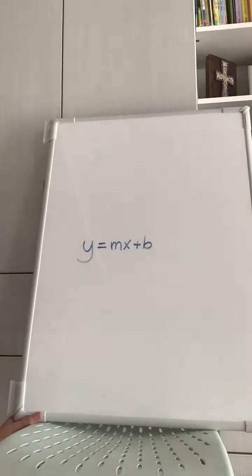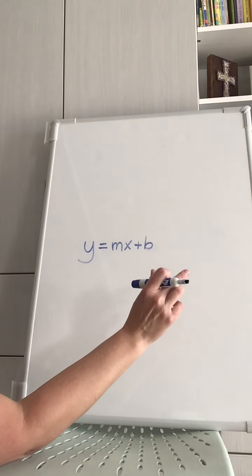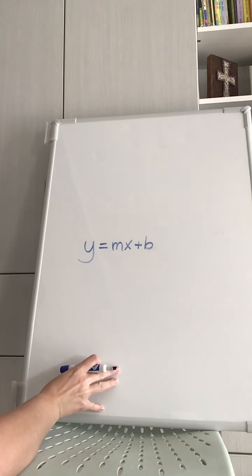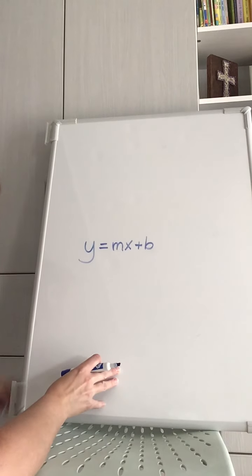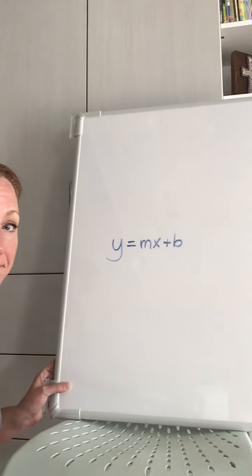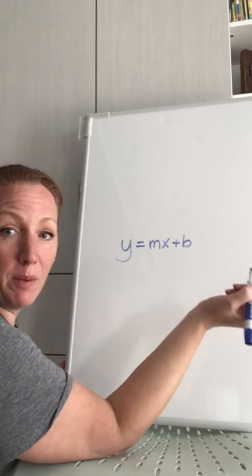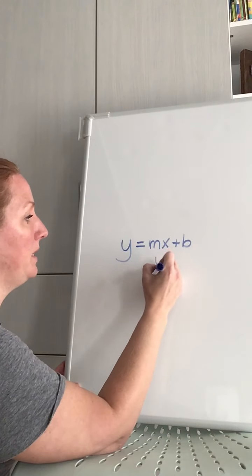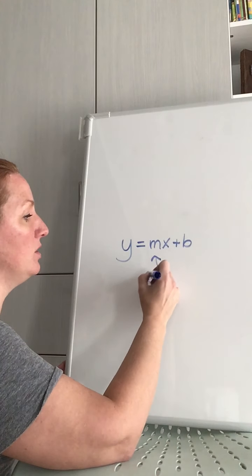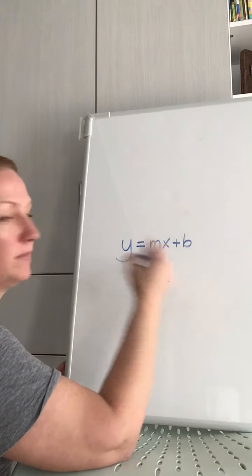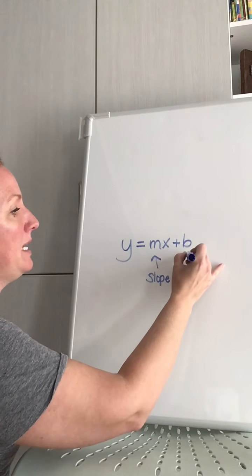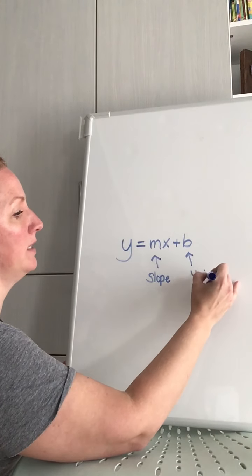All right, you need to know the formula of a line first, which is y equals mx plus b. This is the formula that we use anytime that you see a line, okay? You need to know what a couple of these things stand for. You need to know what the m stands for. The m is your slope, okay? And the b is your y-intercept.